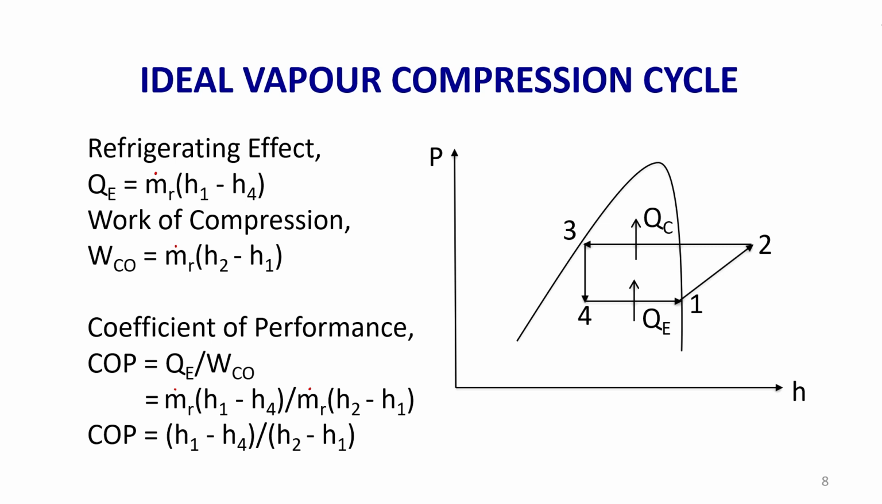So, the COP of the system is how much cooling is produced, the desired effect QE, divided by the work of compression WC. The M dot R will get cancelled. So, it is H1 minus H4 divided by H2 minus H1. The enthalpy difference during the heat addition process divided by the enthalpy difference during the compression process is the COP of the system.